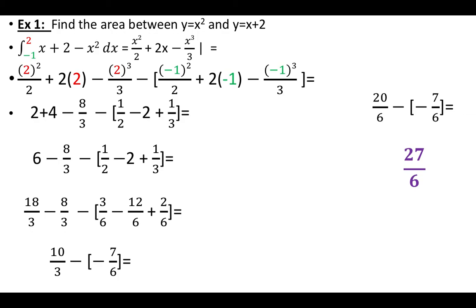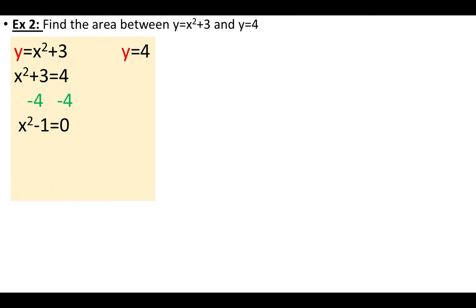Let's go ahead and do one more, and then the last one is going to be a U-try. So one more example, example 2: let's find the area between y equals x squared plus 3 and y equals 4. All right, color code. Set the two y's equal to each other. Move all the numbers and variables to the left-hand side. We just have a 4 right there. Okay, x squared minus 1 equals 0.